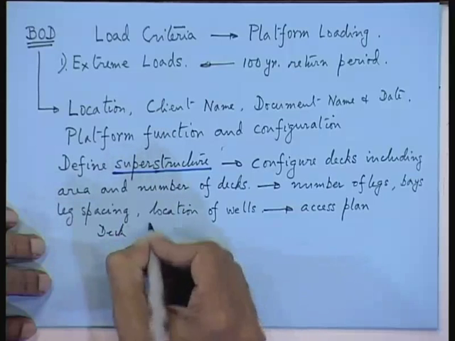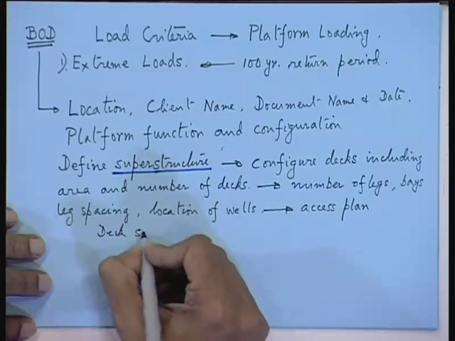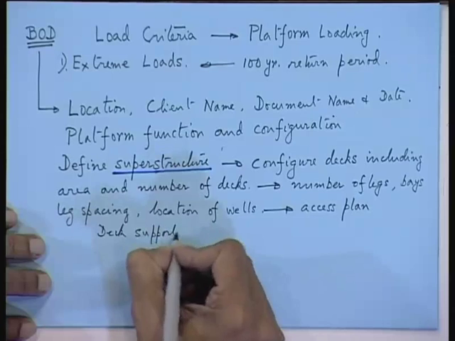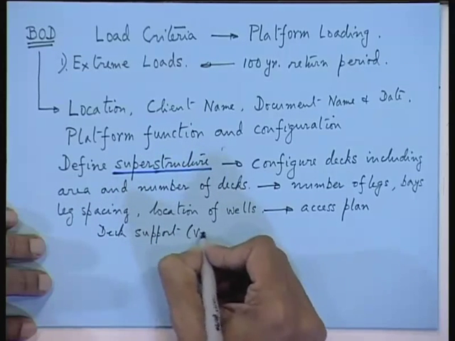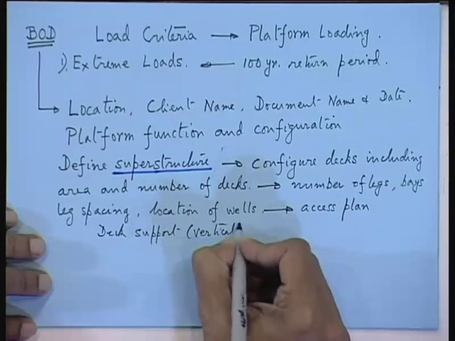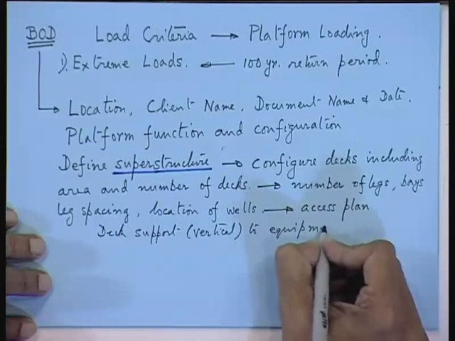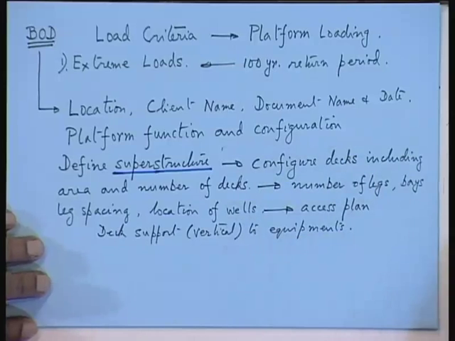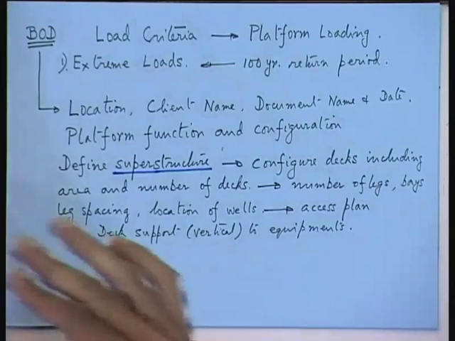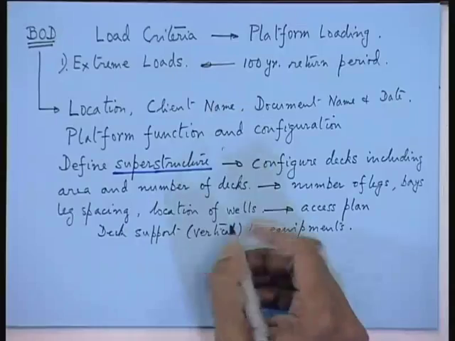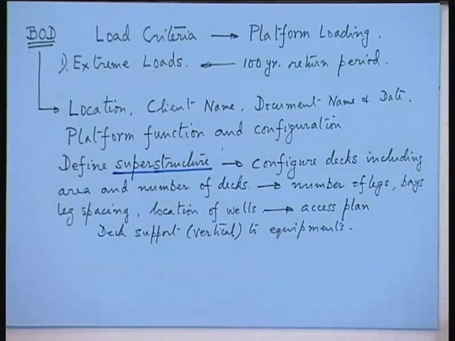See, decks actually give support to equipment also vertically. Deck support vertical. You will not find this in ships. So here, if you take the disposition of the equipments vertically, then you have to provide support at the deck level. So those things you have to cater for and you have to tell your client what you have done. Then of course the access plan.